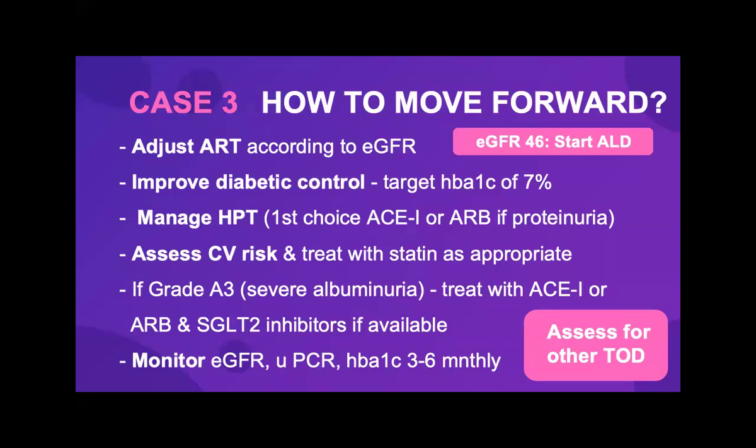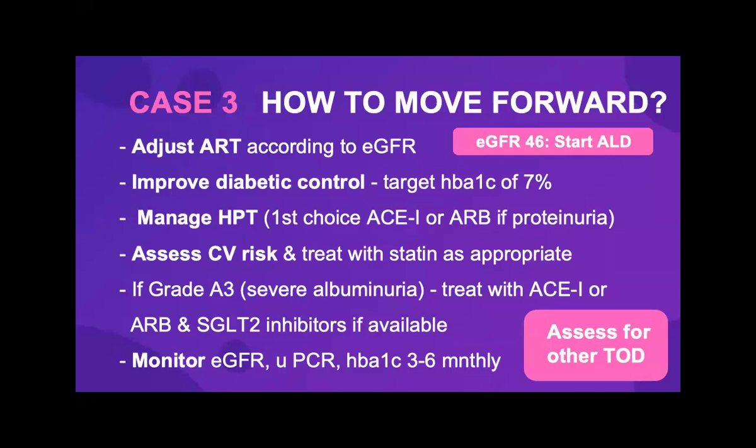The next is managing hypertension. So she does have hypertension as well. We can look at what medication she's on for it, because the first choice in diabetic kidney disease, if they also have hypertension, is to treat with an ACE inhibitor or an ARB, especially if they have proteinuria. You should assess your cardiovascular risk and treat with a statin as appropriate. And if they have severe albuminuria, you should be treating regardless with an ACE inhibitor, ARB, or SGLT2 inhibitor. So that's even if they didn't have hypertension, but they have severe albuminuria.